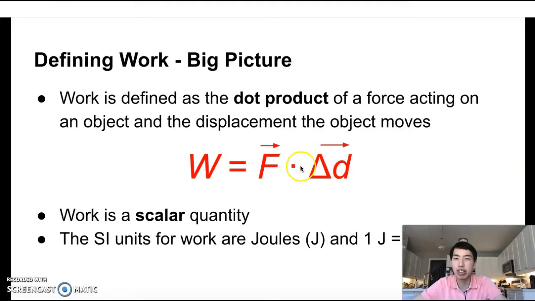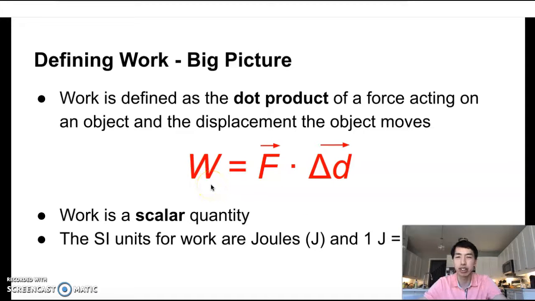This symbol right here in the middle, it's a dot. And you may think, oh, dot just means multiply. I just multiply the two numbers together, which is correct. However, when you put the dot in between two vectors, because these are two vectors, it means a little bit more than just multiplying them together. I'm going to explain what that means in the future slides. But for now, this is the formula for work.